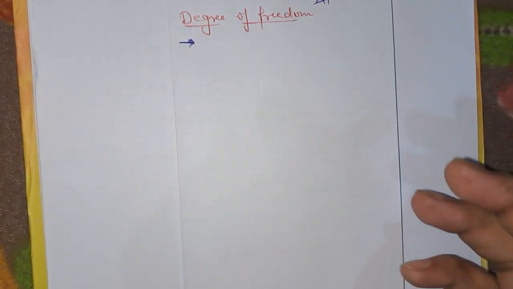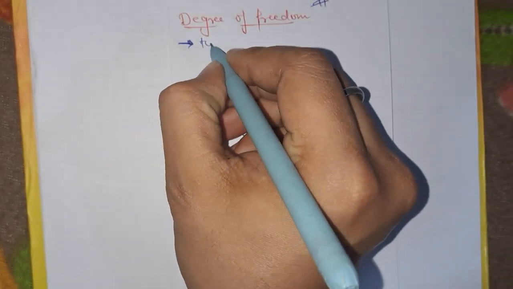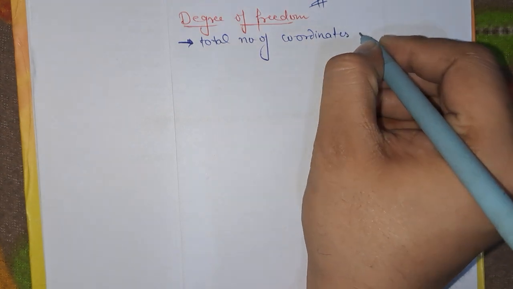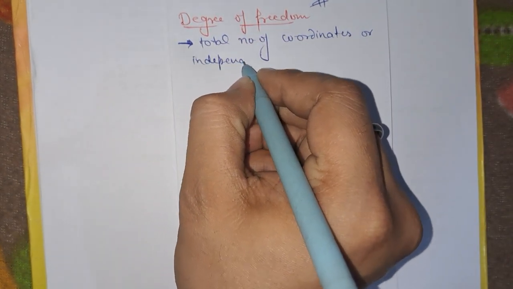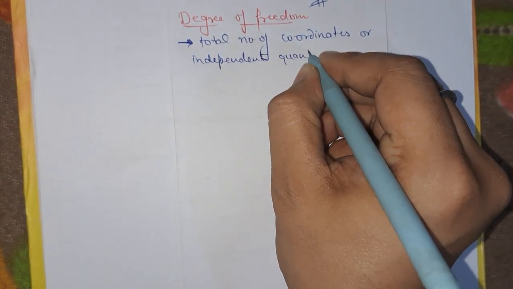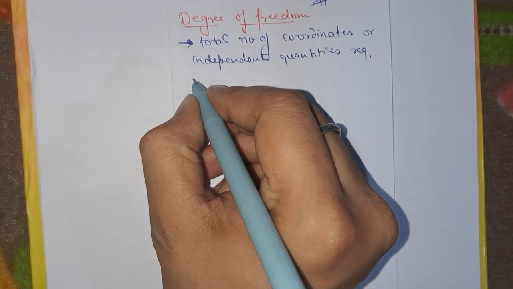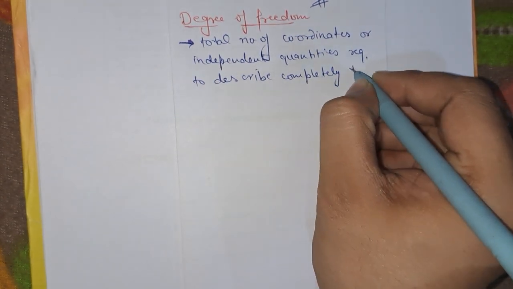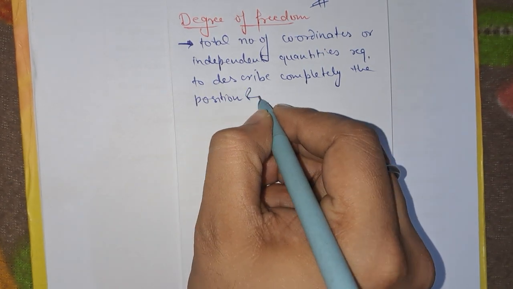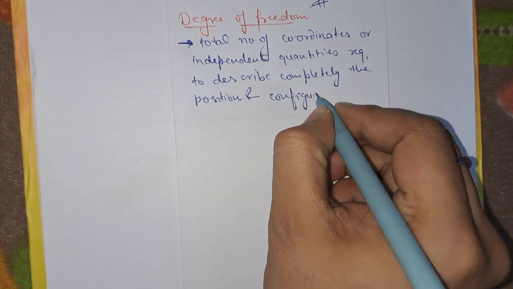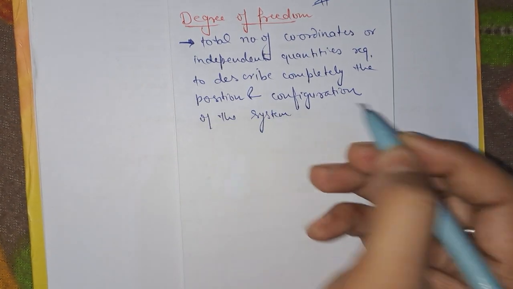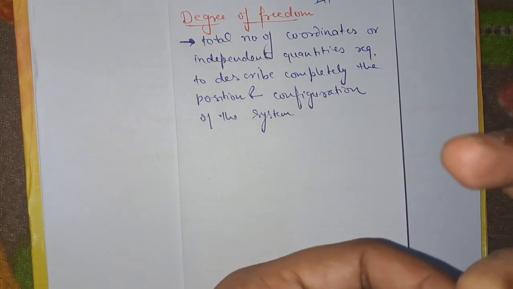So if talking about the definition, degree of freedom can be defined as the total number of coordinates or independent quantities that are required to describe completely the position and configuration of the gaseous system.